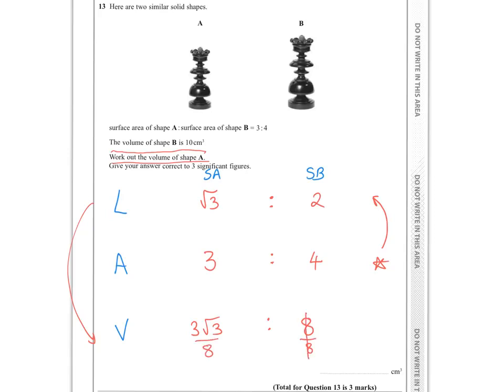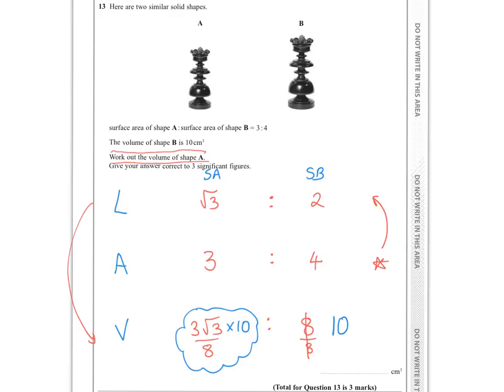So that's going to give me a unitary ratio here for B. And then I'm going to make the right hand side 10. So I'm going to times 1 by 10, which gives me just 10. And I'll have to do the same to this side. And then I'll put this in my calculator, and that will be the volume of shape A. So let's see what we get.